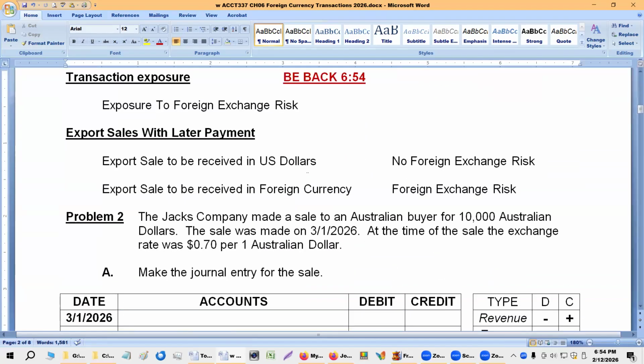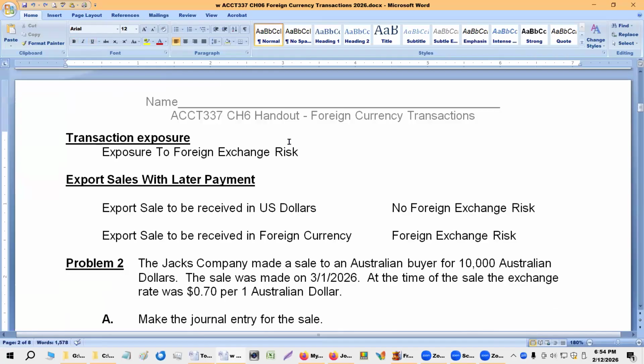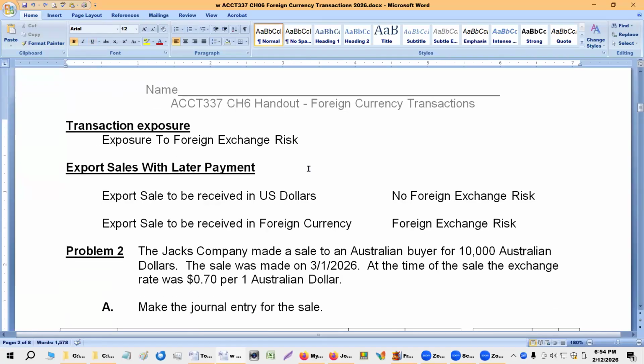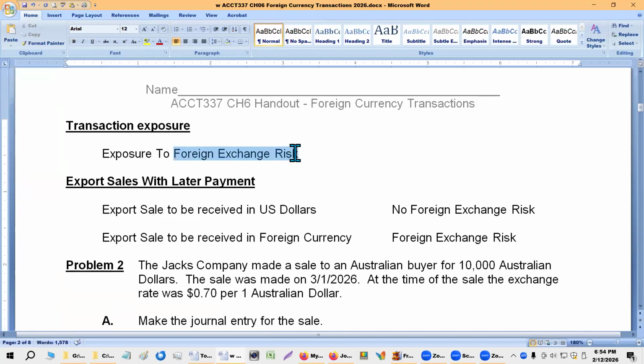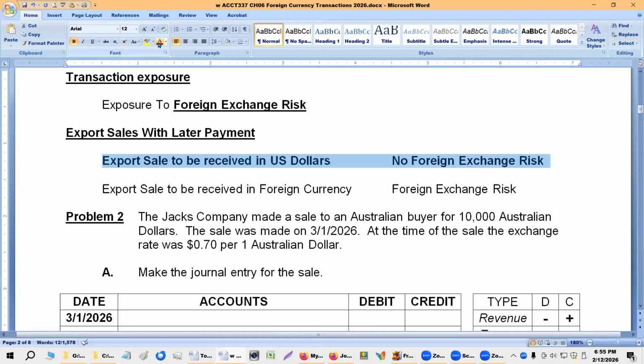All right, let's go through, let's get rid of that. Transaction exposure, to foreign exchange risk. Foreign exchange risk is when you are dealing in foreign currencies. If you're dealing in US dollars, you don't have it. Oftentimes in the past, US dollars were what many foreign contracts were in.